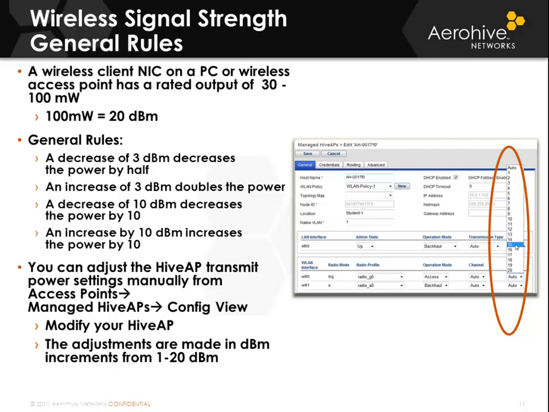You can adjust your Aerohive access points using dBm. If you look to the right, you can see the adjustment here can be from 1 to 20 dBm, or you can leave it set to auto, and the Hive APs will negotiate their power as necessary for the RF environment.